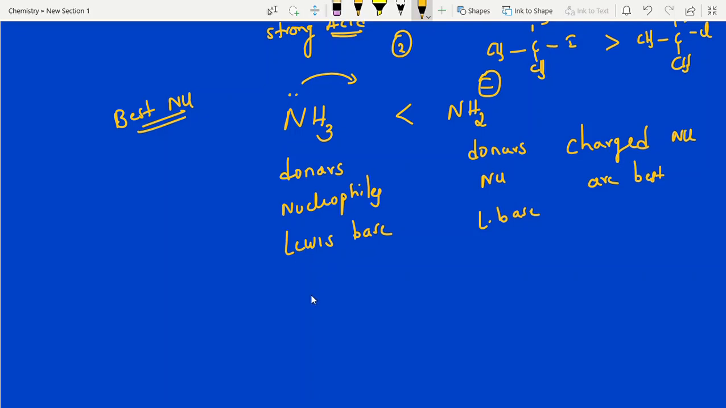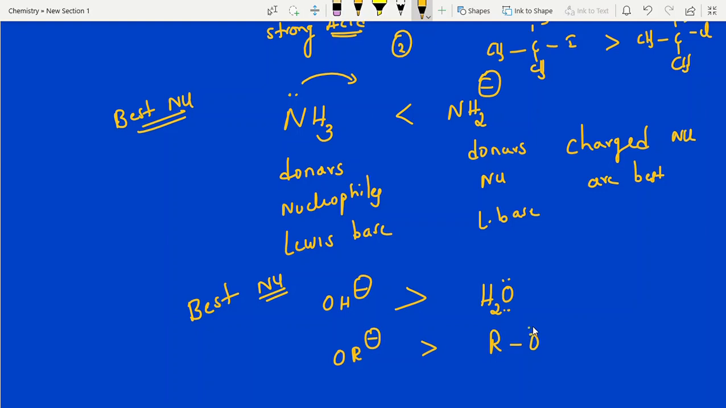Can I give one more question, students? Look into this: OH minus and water. If they compare these two, water has a lone pair of electrons, but which is the best one? The best nucleophile is OH minus, right? Clear? Next, one more. RO minus is the best when compared to ROH. Comparing neutral nucleophiles and charged nucleophiles, charged ones are best.